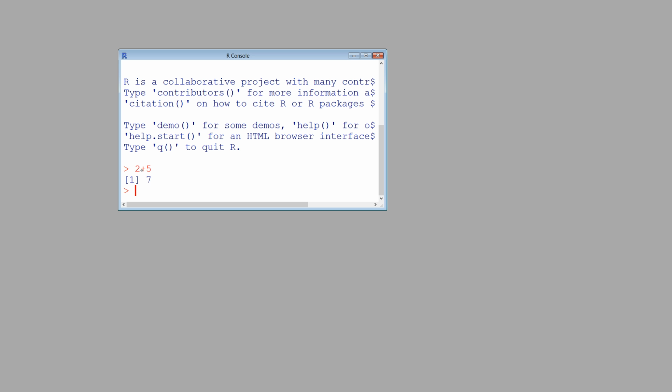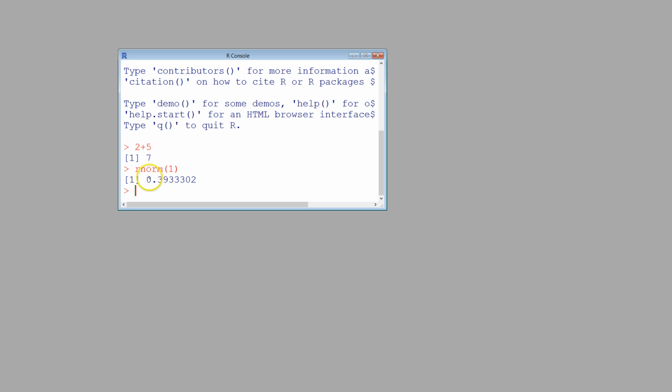But what I'm going to show you now is how to use rnorm. And this is a sort of two-part function. There's r for random and norm for normal. And then you give it a pair of brackets, and let's just give it a 1. And there we have a random number drawn from the Gaussian, or drawn from the normal distribution, 0.9339.